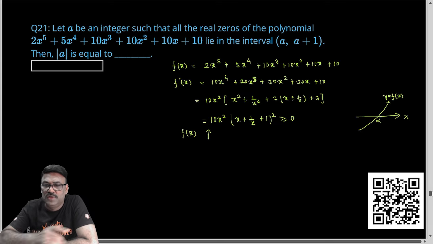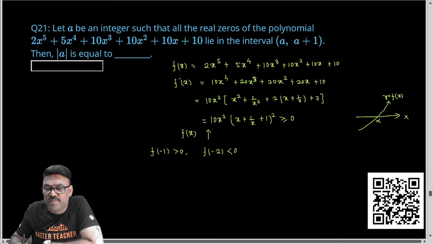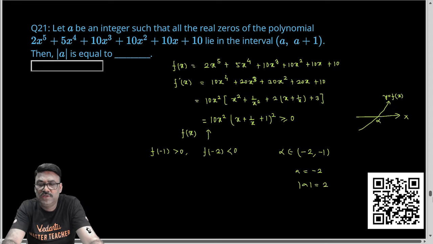The root must be negative. So let's check f of minus 1 here. If you check f of minus 1, that is also positive. But f of minus 2 is negative. You can check, I'm not checking. f of minus 1 is positive, f of minus 2 is negative. So hence the root must lie in the interval minus 2 to minus 1. And they have given that the root is lying between a and a plus 1. So therefore a is minus 2. A is minus 2 means mod a will be.